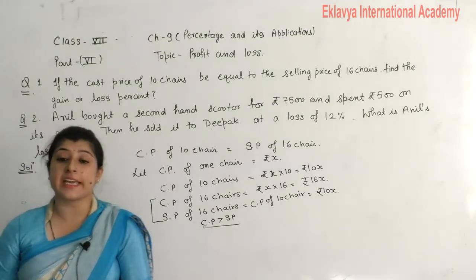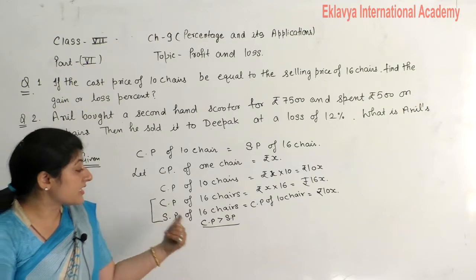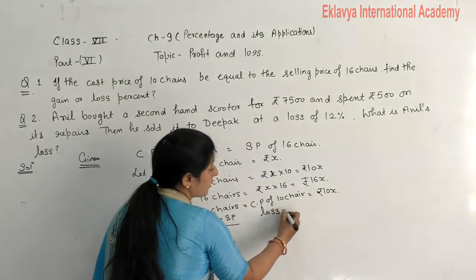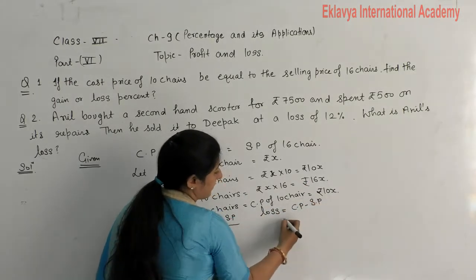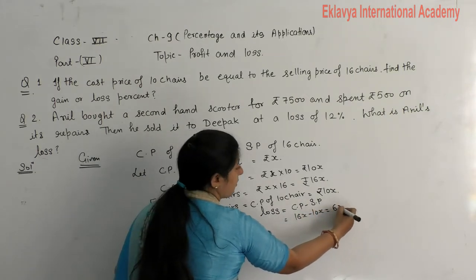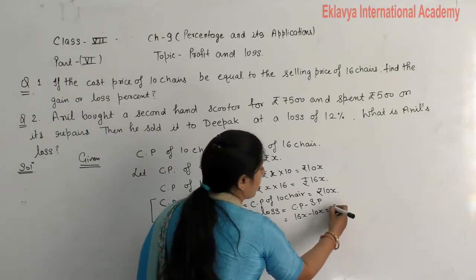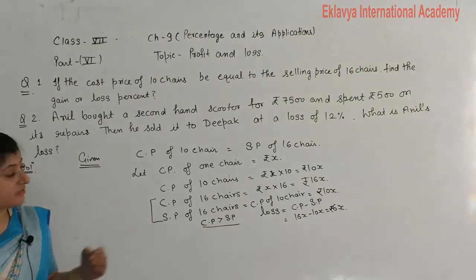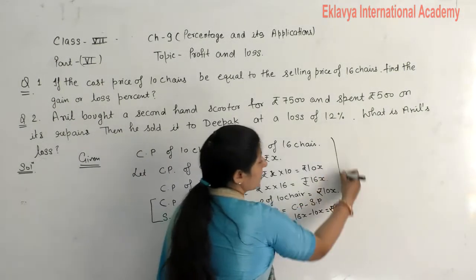Then you will get the gain or loss in this case. Whenever cost price is greater than selling price, there is always a loss. And how much loss? Loss is equal to CP minus SP. Your CP is 16x, SP is 10x. It means a loss of 6x rupees here. But what do we have to find out? Gain or loss percentage. We found out that there is a loss. Now find out the loss percentage.